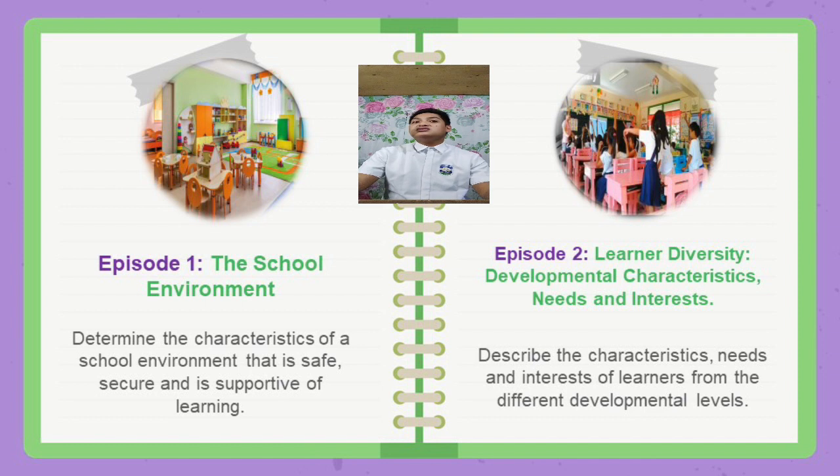So the school's visual environment must have four elements. First is decorative. We are not talking about extravagant decoration. We are talking about decorations that are appropriate to school. Next is motivational. Yes, of course, the students need to be motivated.